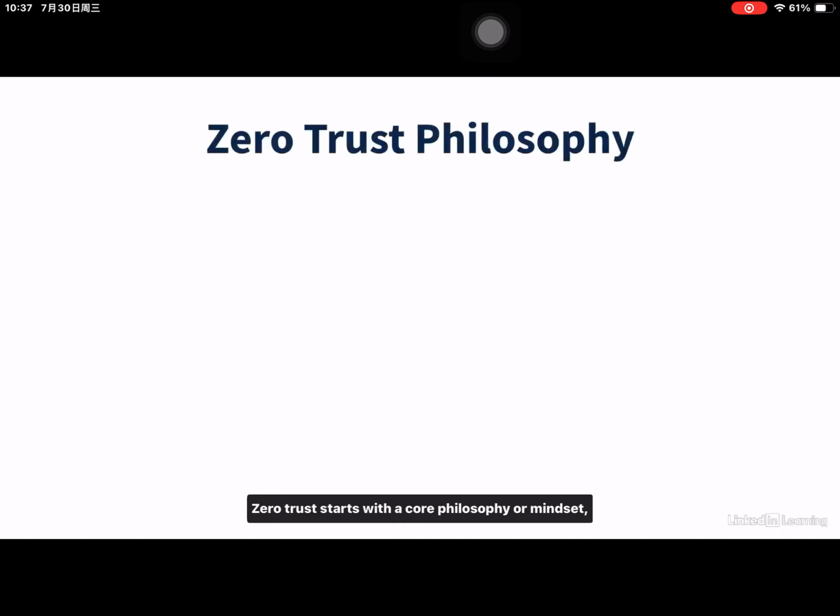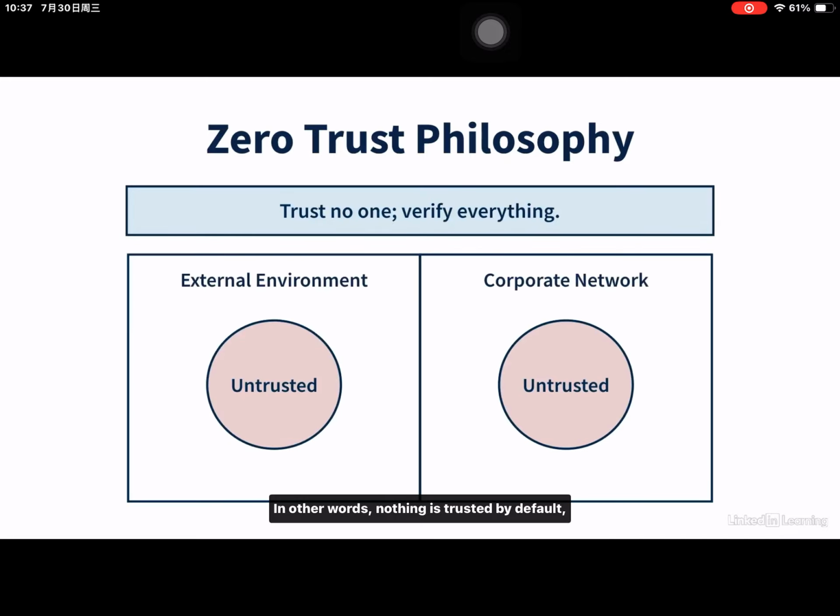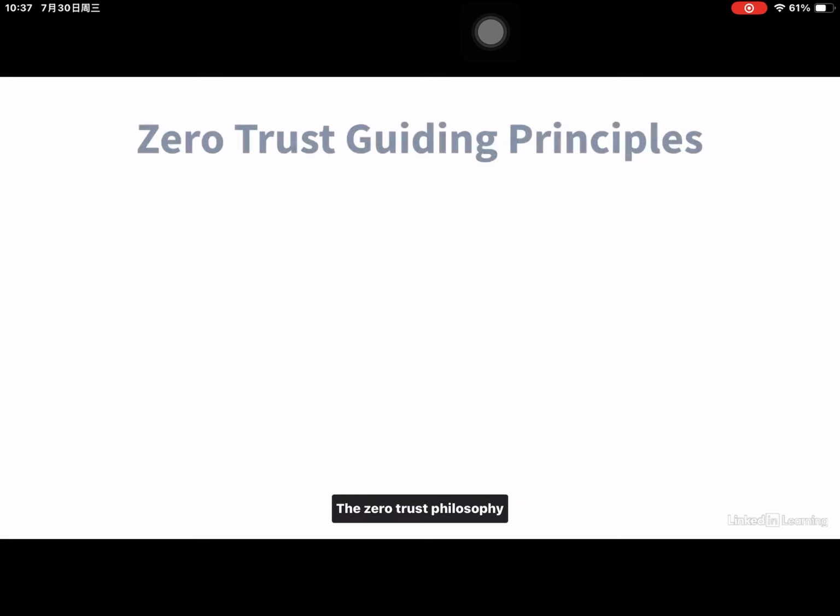Zero trust starts with a core philosophy or mindset. Trust no one, verify everything. In other words, nothing is trusted by default, regardless of its location. Verification is required before granting any access. The zero trust philosophy is implemented through 3 guiding principles.